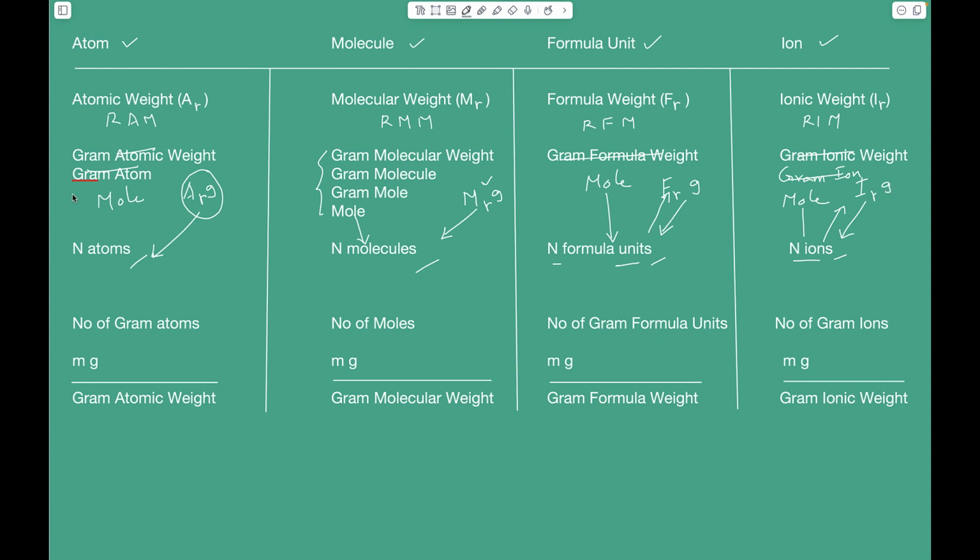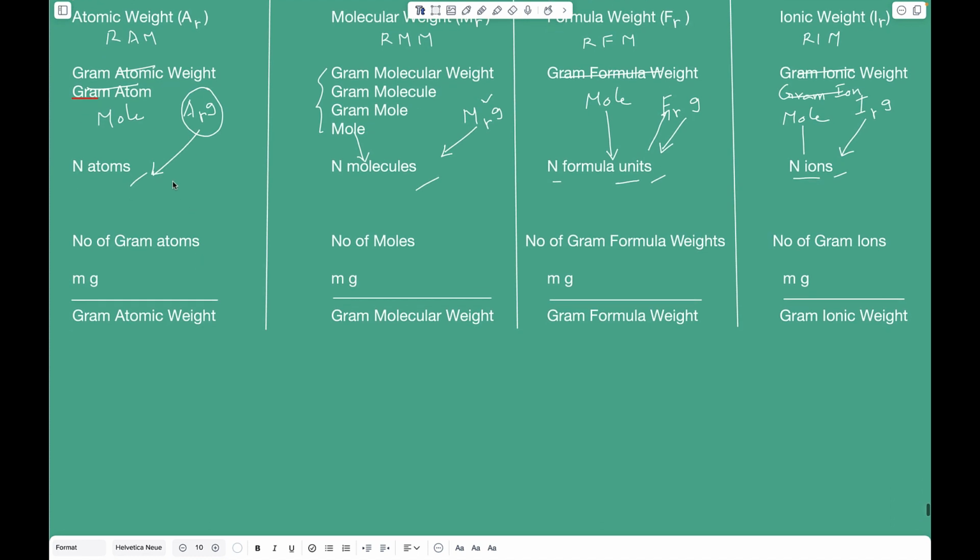So we use the same name mole for all types of particles, and you can extend this definition for any other type of particle like electron, proton, neutron, etc.